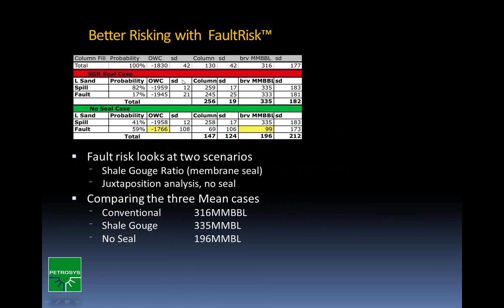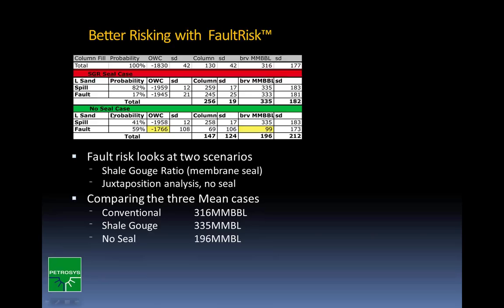So here we see in our classic model of P10, P50, and P90, we've got the BRV of 360 million barrels. FaultRisk is looking at two scenarios. It looks at whether the shale gauge ratio works or whether juxtaposition analysis is a key factor. So in here we've got the shale gauge ratio. First, we've got an 82% chance that structures fill to spill, and this gives us a contact and a column and a BRV of 335 million barrels.